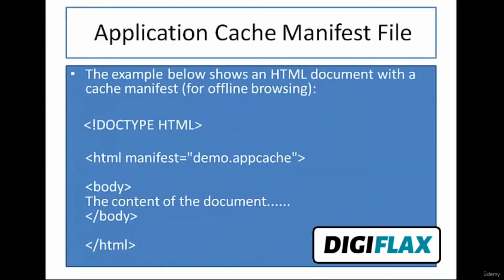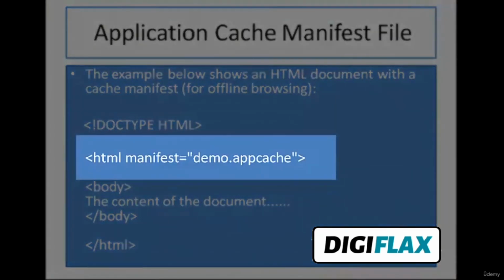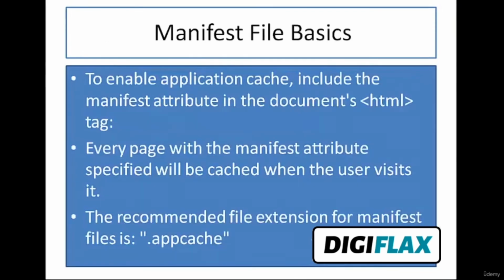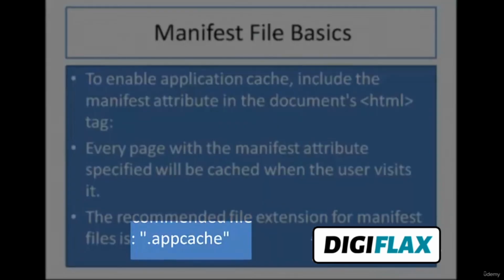So this is the application cache manifest file example. This is an HTML document with a cache manifest. In order to make a web page cacheable, we need to include the manifest attribute. Here in our case it is demo.appcache. Then comes the body of the document. To enable application cache, include the manifest attribute in the document's HTML tag. Every page with the manifest attribute specified will be cached when the user visits it. The recommended file extension for the manifest file is .appcache.